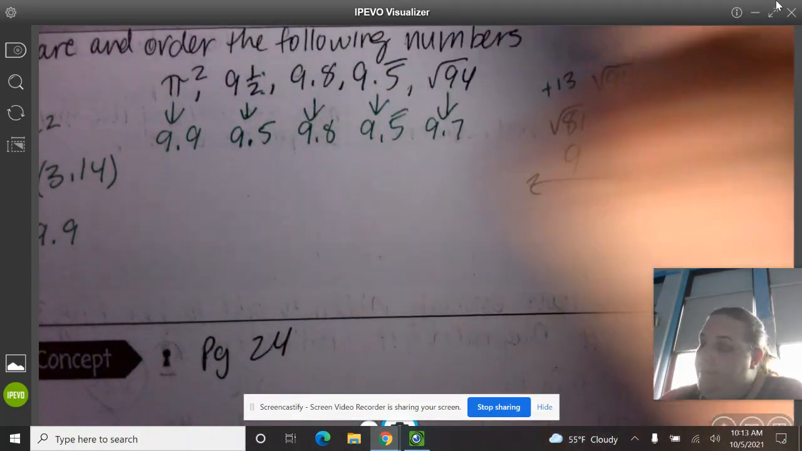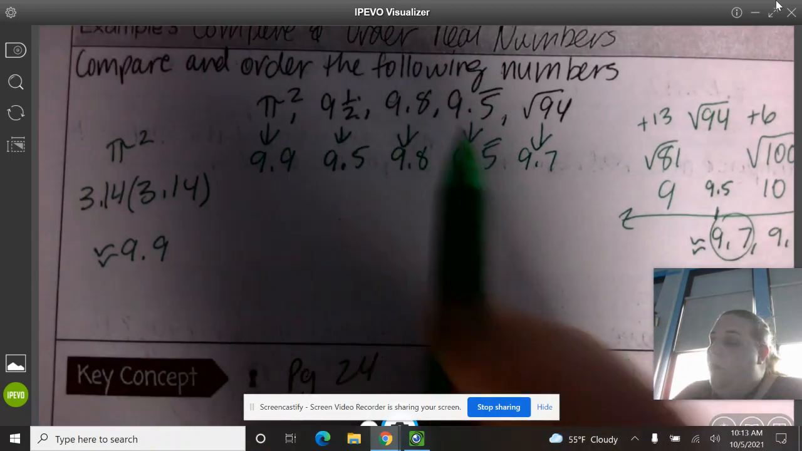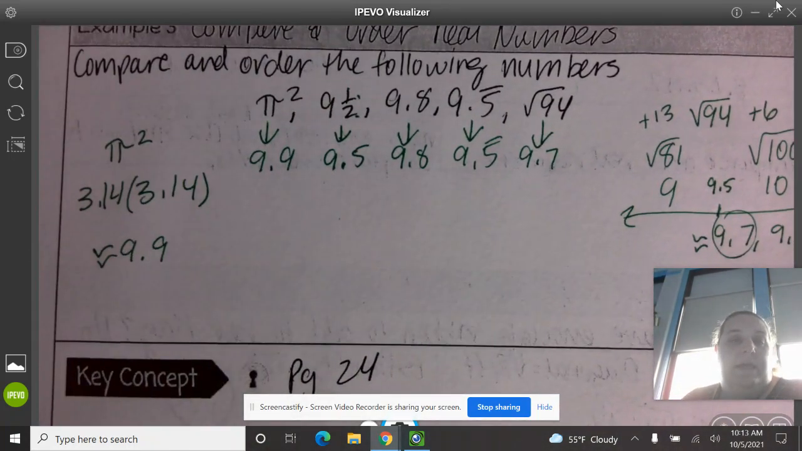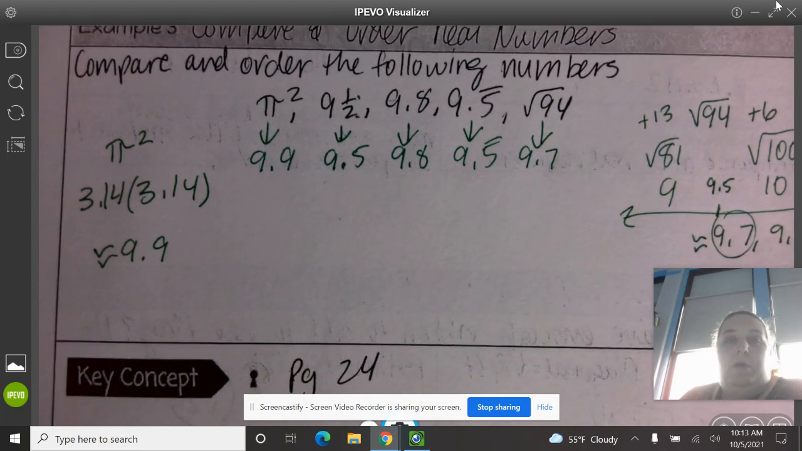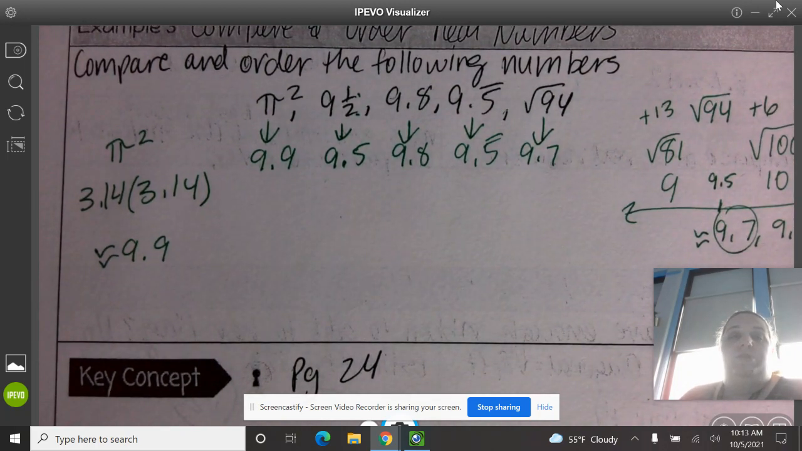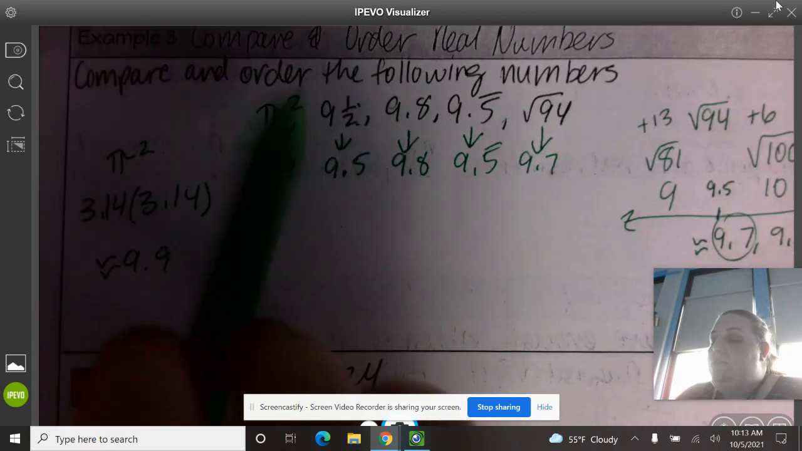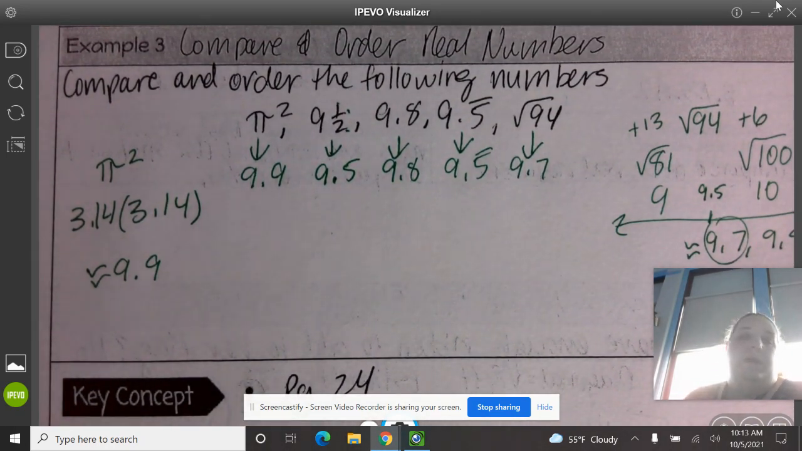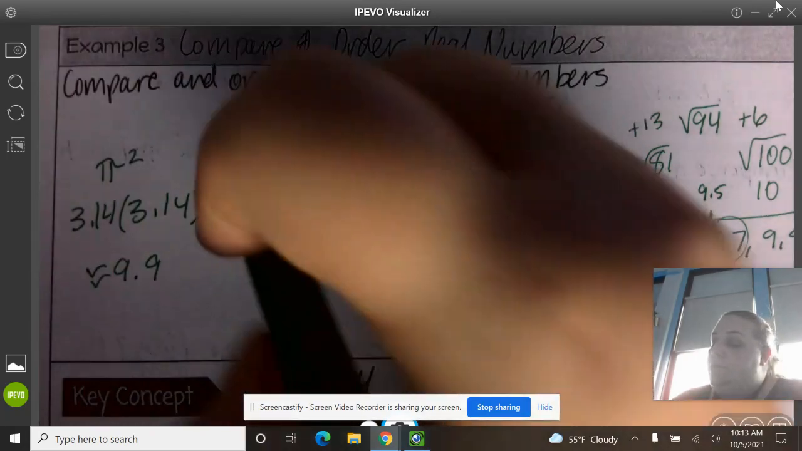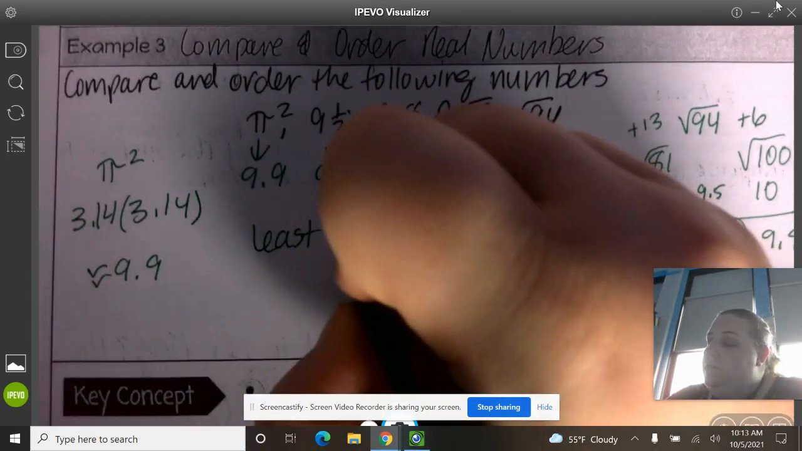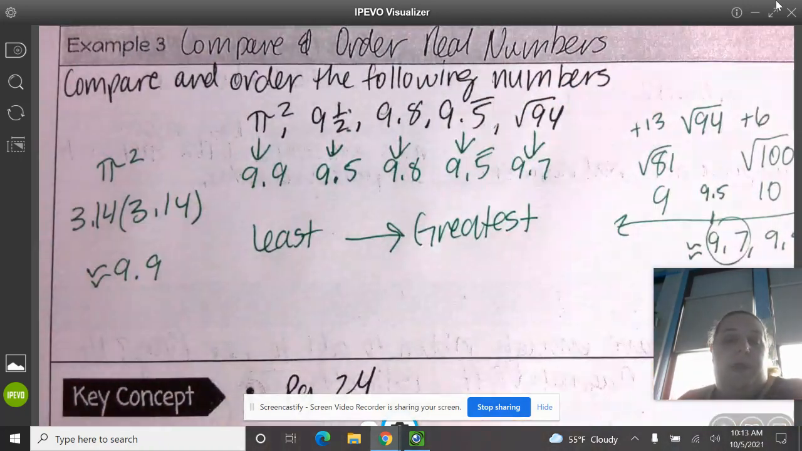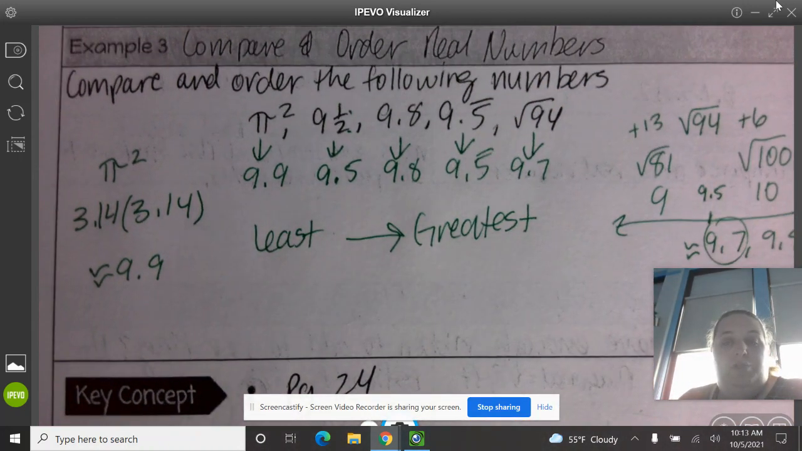Now that I have all of these numbers in decimal form, I can go ahead and compare them or list them in a specific order. Now, you want to pay attention to what order they tell you. This just says to compare and order. It doesn't tell you which way to go, least to greatest or greatest to least. So when that happens, you assume it wants least to greatest. If it tells you, follow the directions. If it doesn't, assume least to greatest.